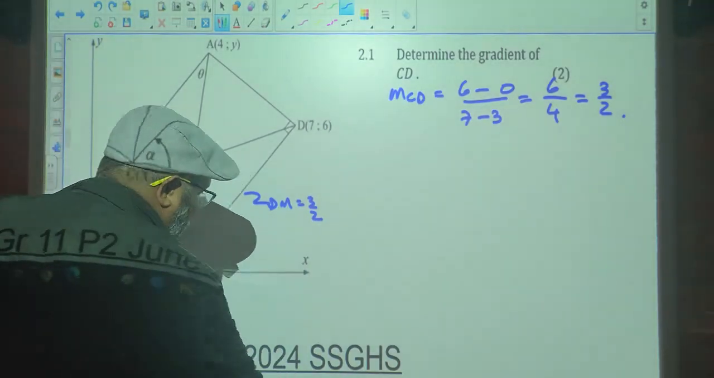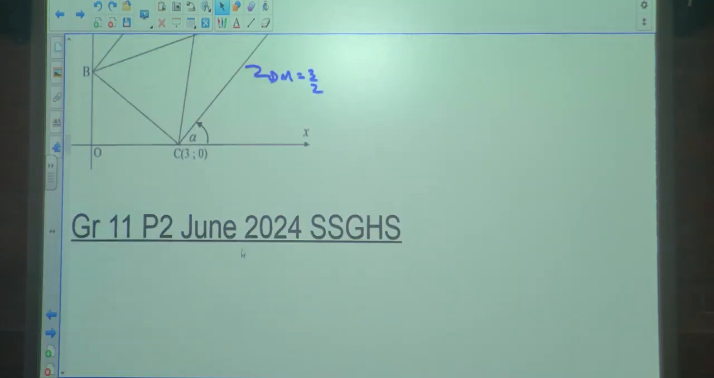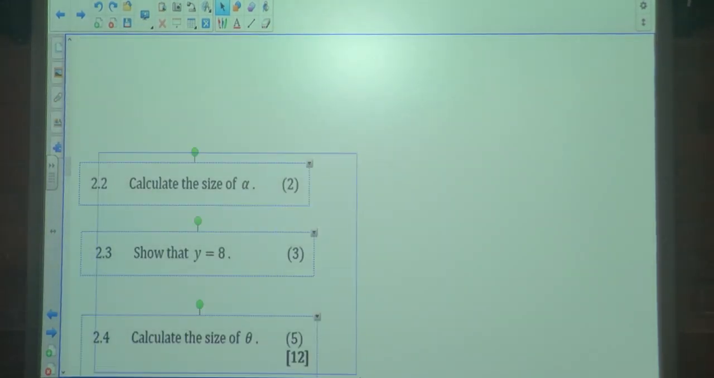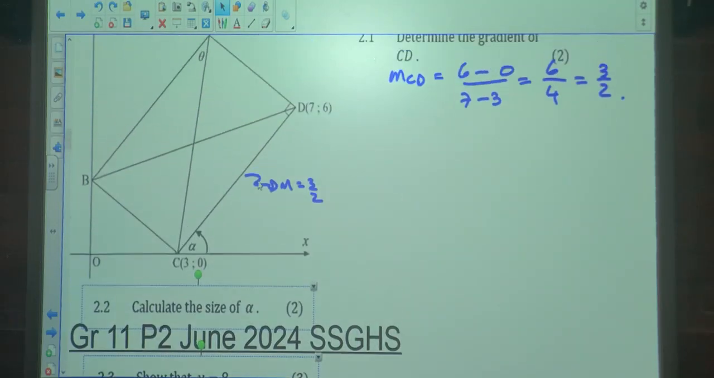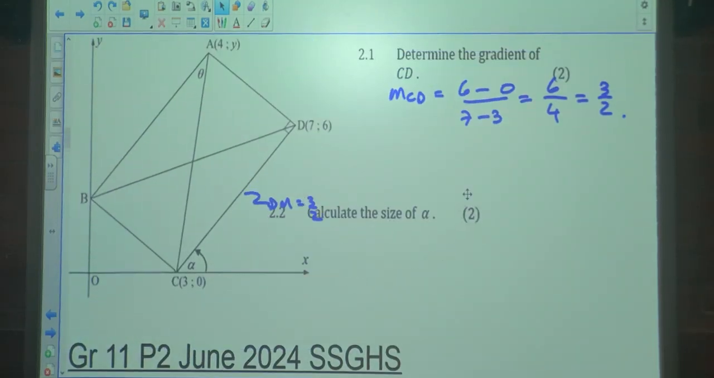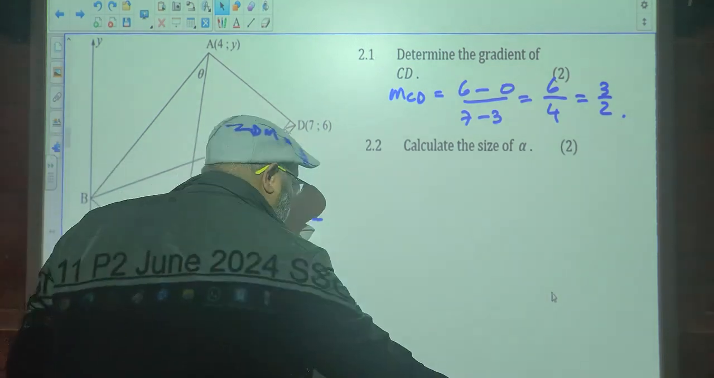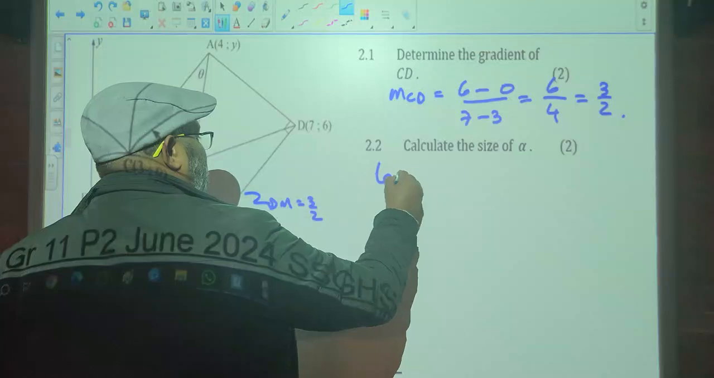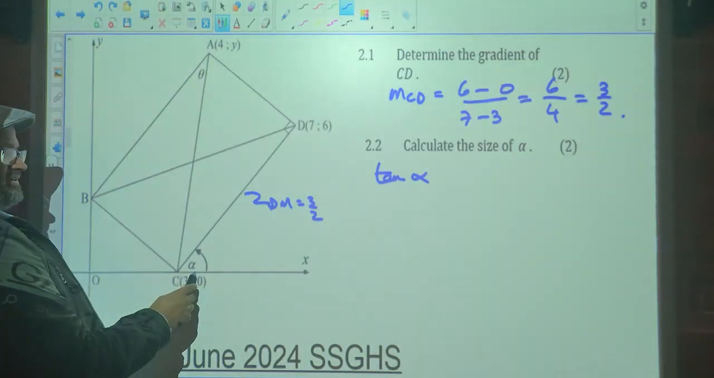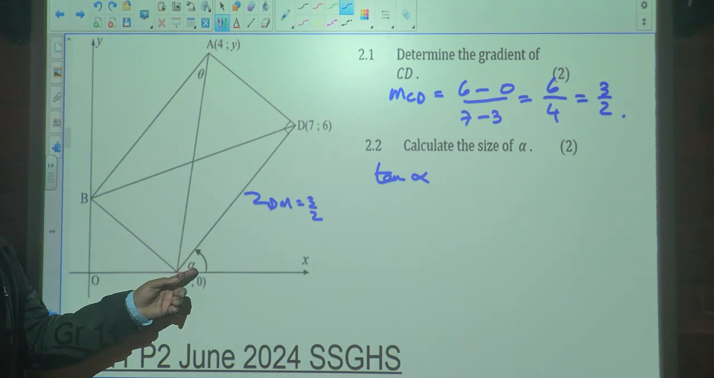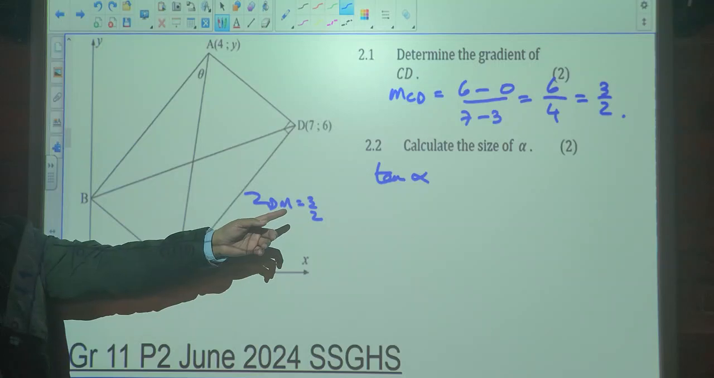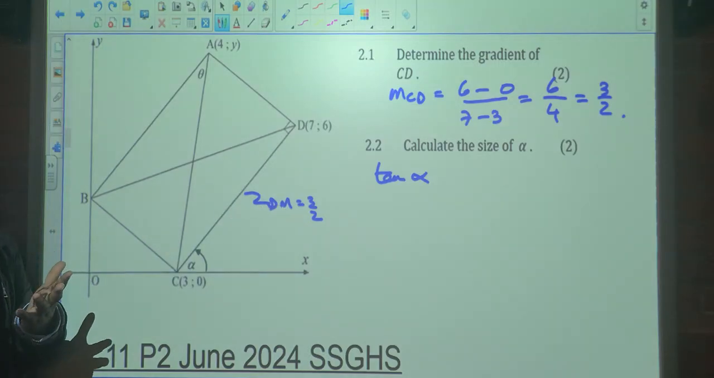Alright. Next question. The question says calculate the size of alpha in this case, which is this angle here. We know this is going to be acute or obtuse? Acute. So when you do this calculation, you'll see it's acute. If it's not acute, it wouldn't make sense.